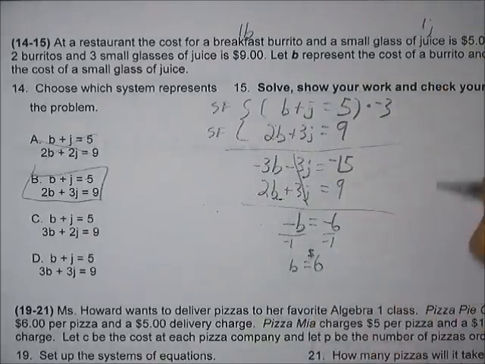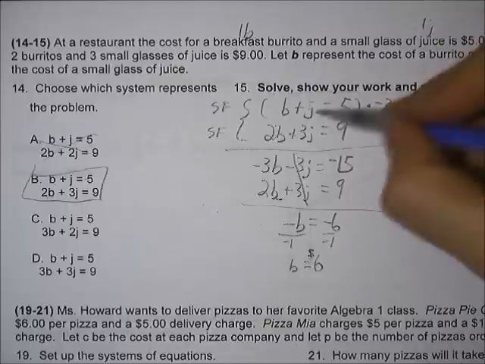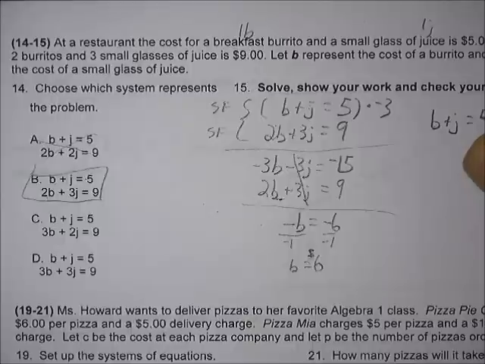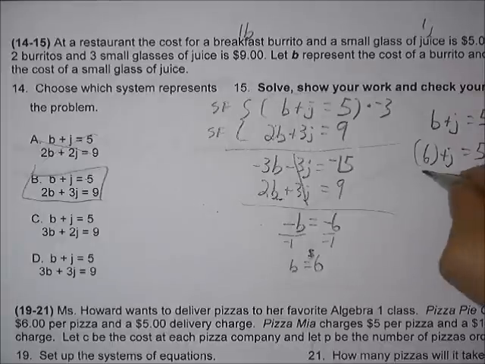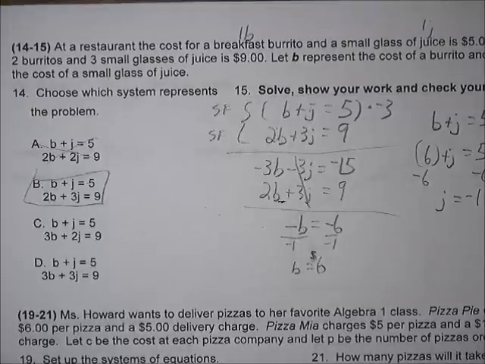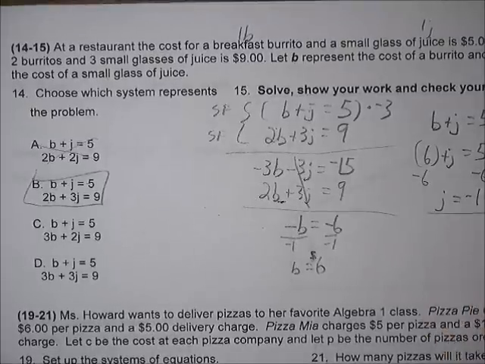Now let's go ahead and plug that in. It doesn't matter which one, but the top one looks easier. B plus J equals 5. Let's go ahead and plug in the 6. 6 plus J equals 5. No multiplication to do, so let's just subtract 6. Gives me J equals -1. So that would mean that a glass of juice was -$1.